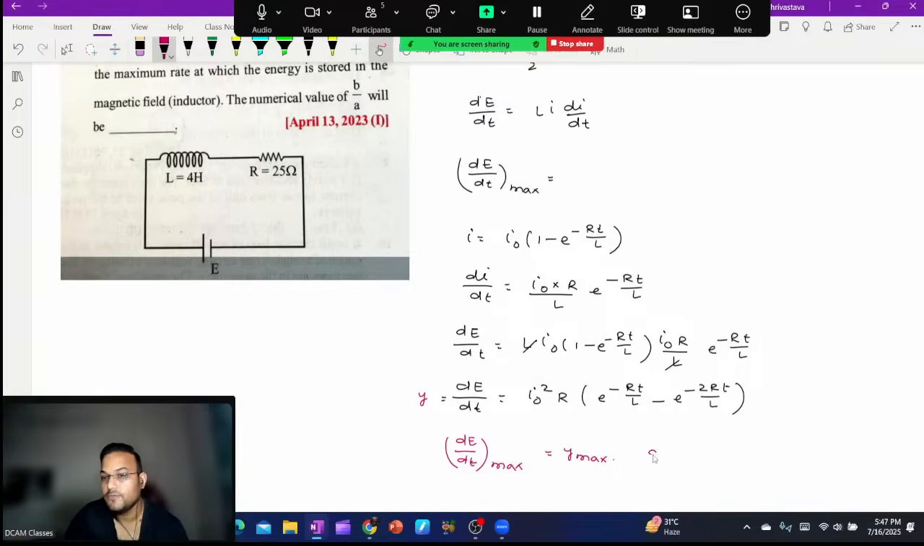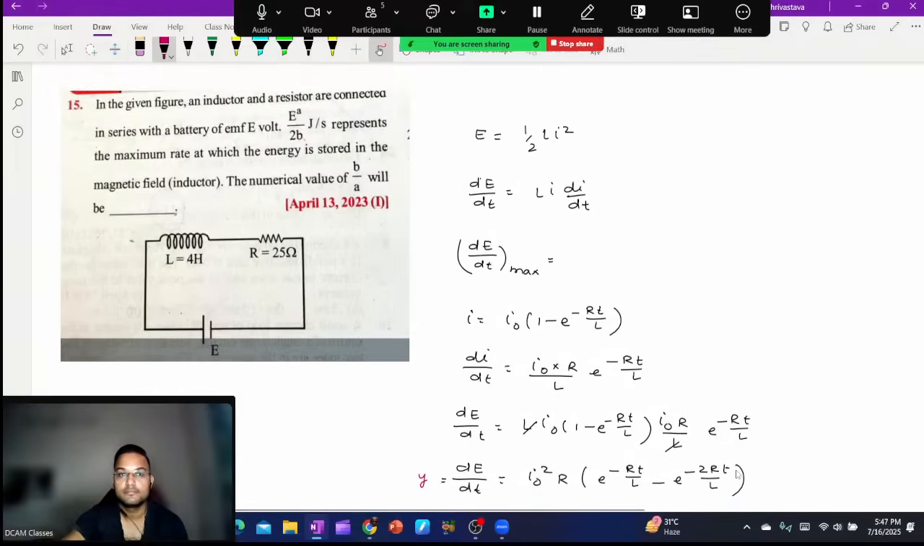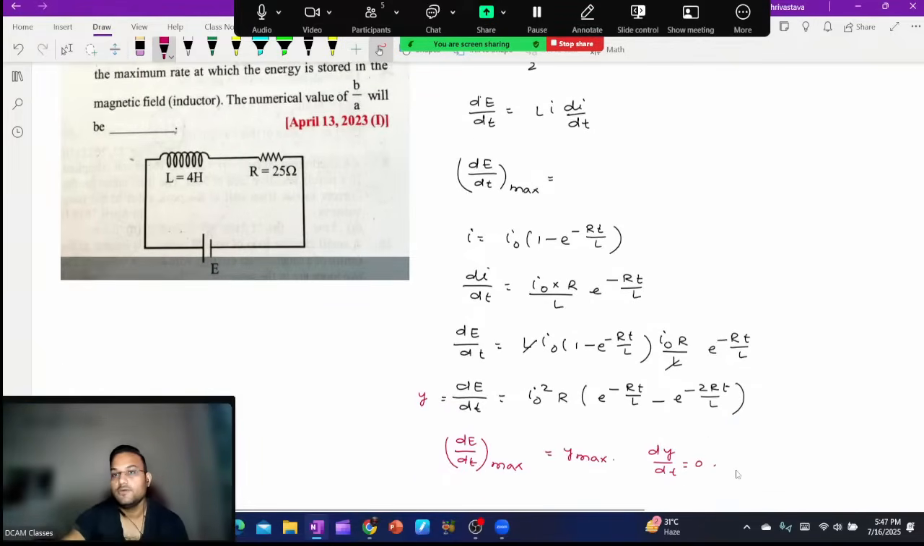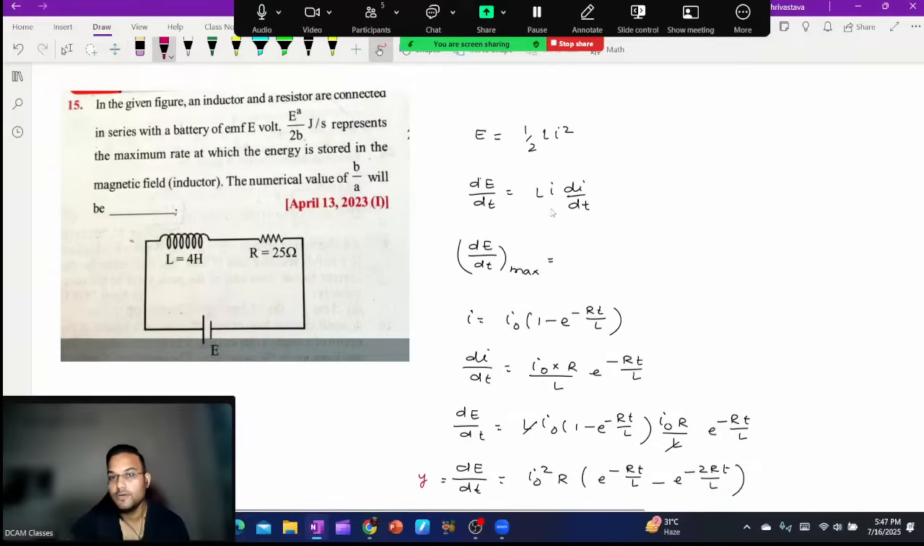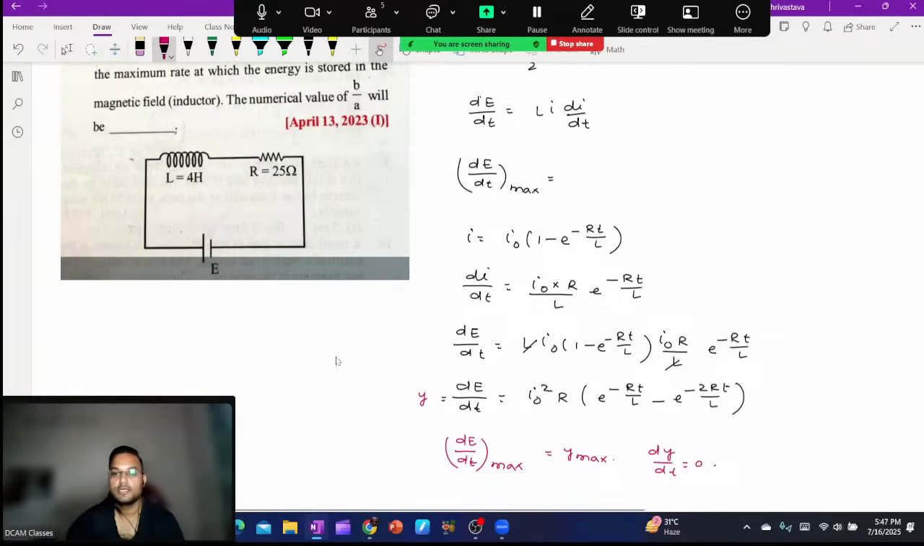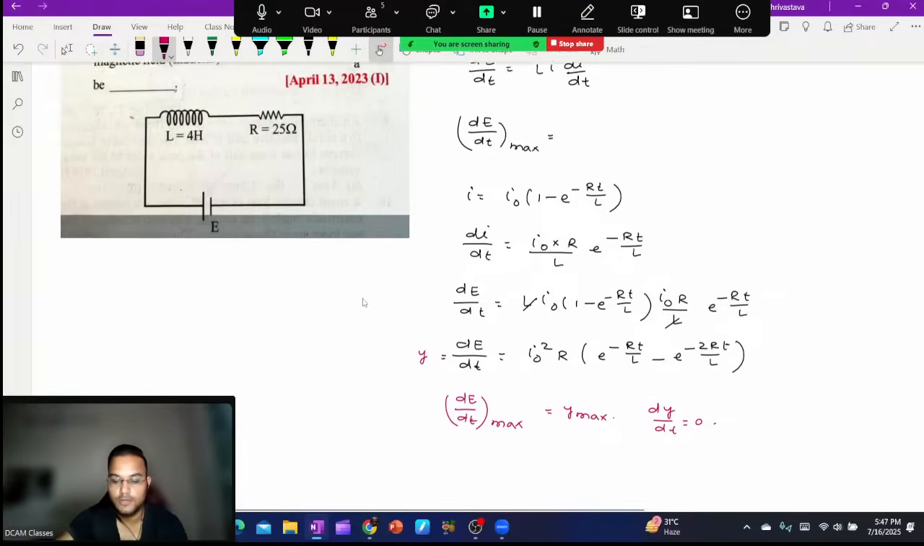Then you have to differentiate, dy by dt, and put it equal to 0. You'll get the value of t there. That value of t you have to put here. For that value of t, you have to find out the things. Then you have to put the value of dE by dt here. The max rate at which the energy is stored will be equal to a power a by 2b. Understood, Archie? Let me solve and show you.